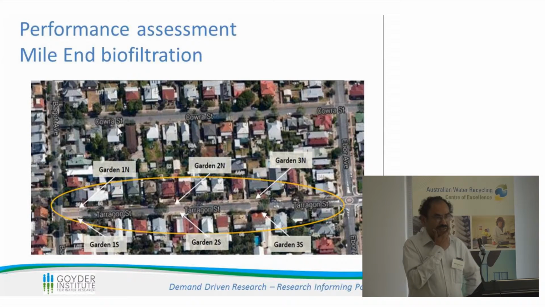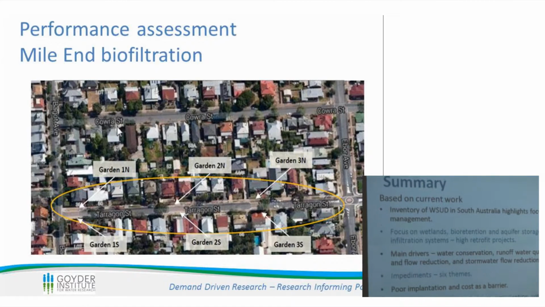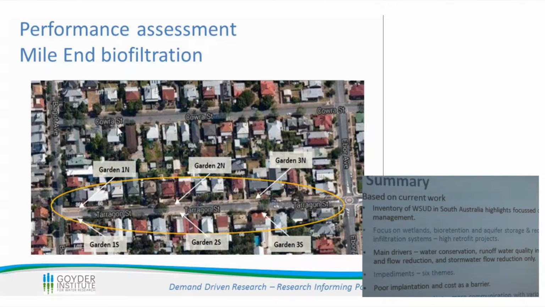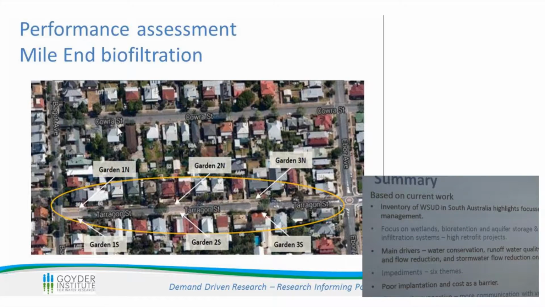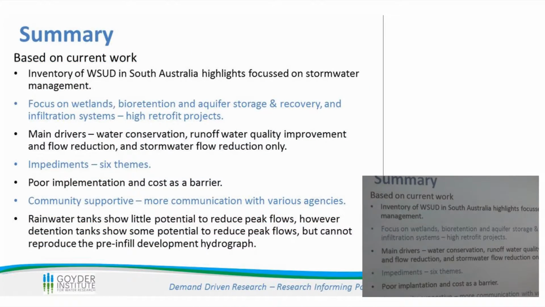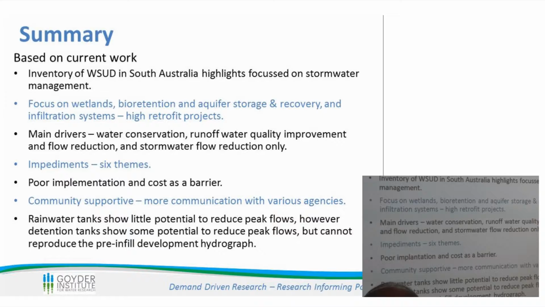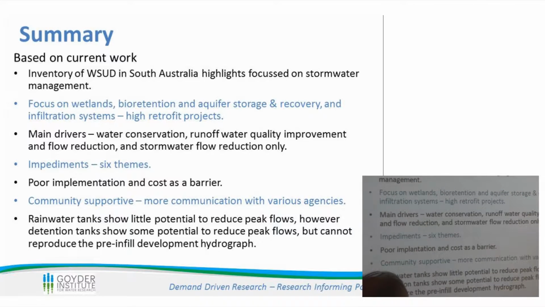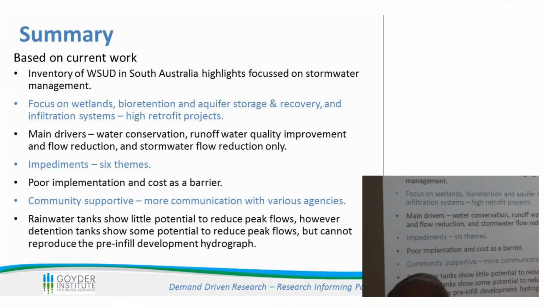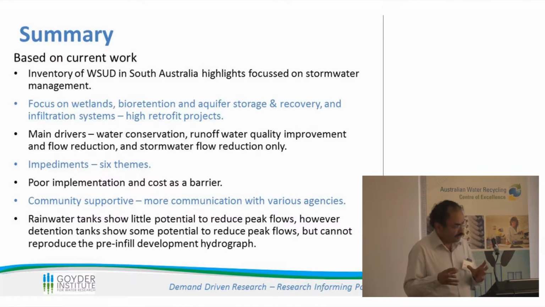In summary, what we have done so far is develop the inventory and identify the drivers, and also identify which systems are being more applied, used and implemented. We have identified the impediments, talking to wider stakeholders, and we have put them in 6 themes. The most important ones are poor implementation and cost as a barrier. Community is supportive, but they need much more information to be educated.